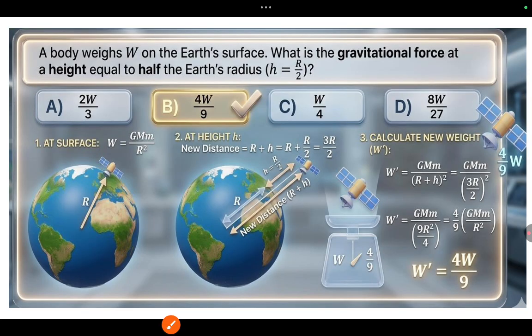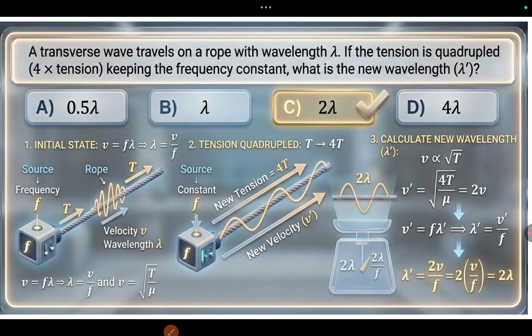Okay, next a body weight. Okay, this is also complete, right? Okay, and finally another question, mixing question, is related to the wave.